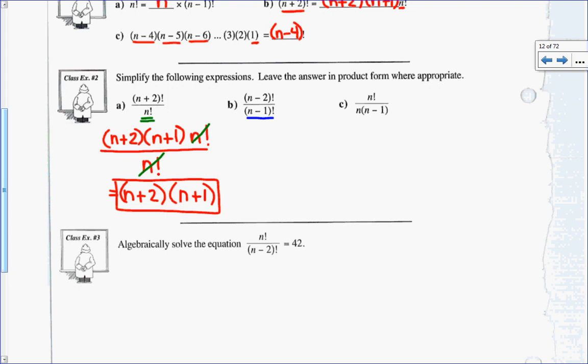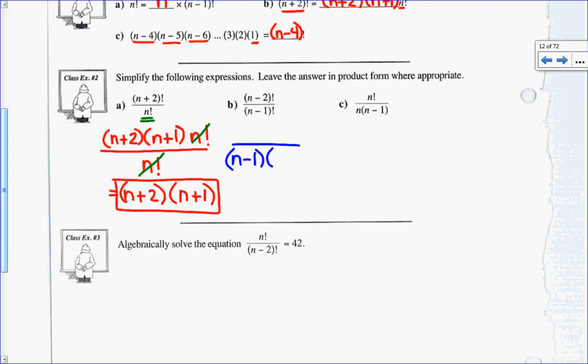In this case, which one is bigger? N minus 2, which is 2 less than n, or the denominator, which is 1 less than n? Right, this is one of those cases where your denominator is larger. So it's the denominator you're going to expand until it reaches the smaller value, which is your numerator. So n minus 1 is our denominator, and we're going to expand that one because it's the larger value.